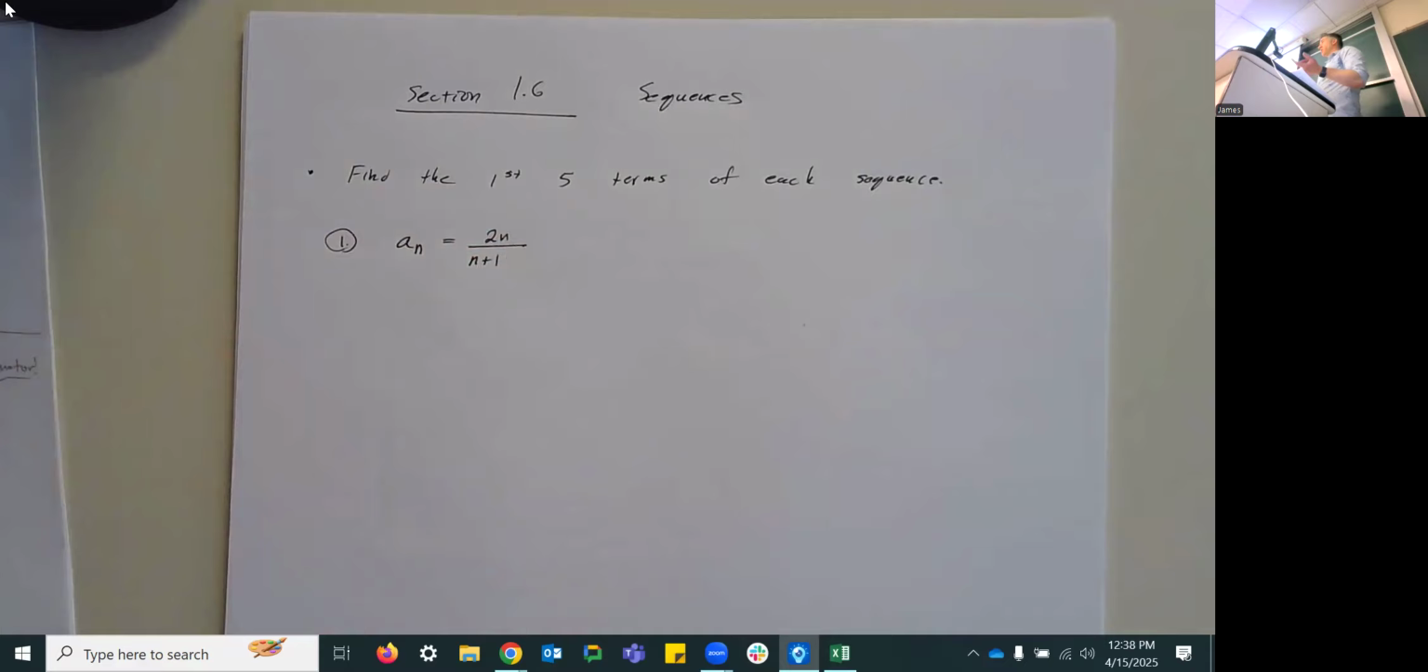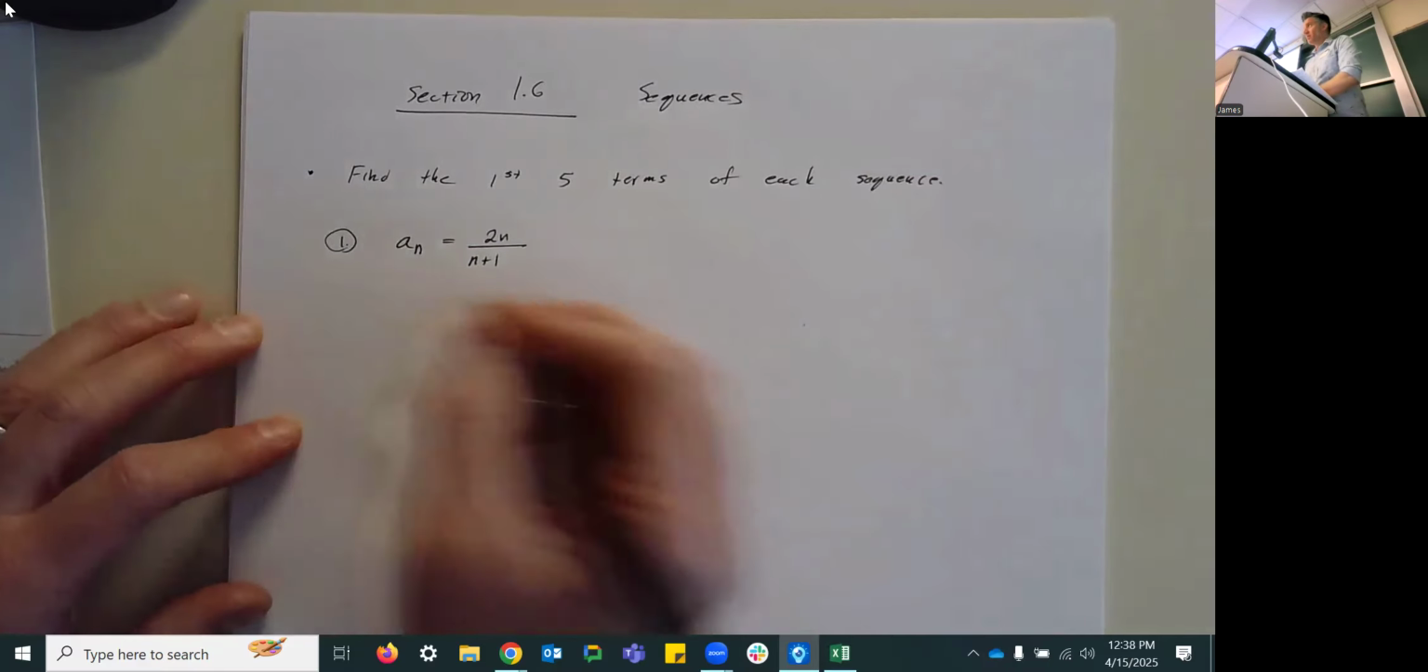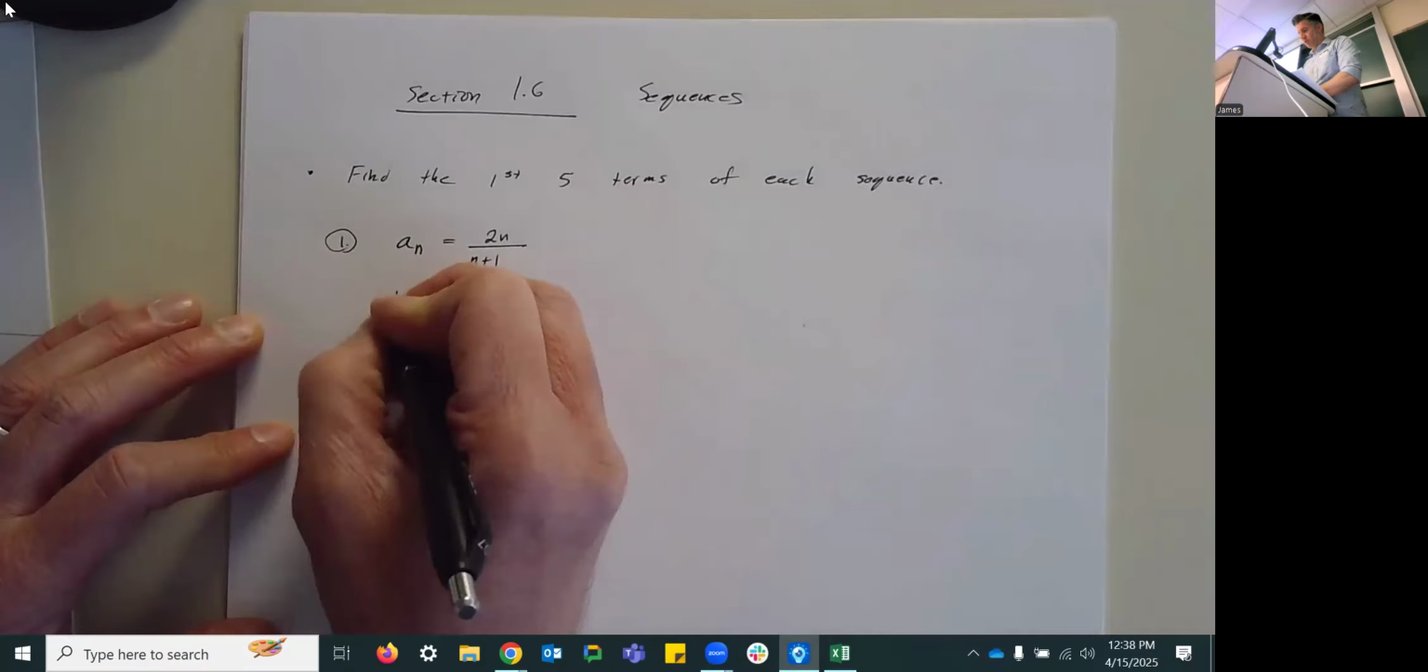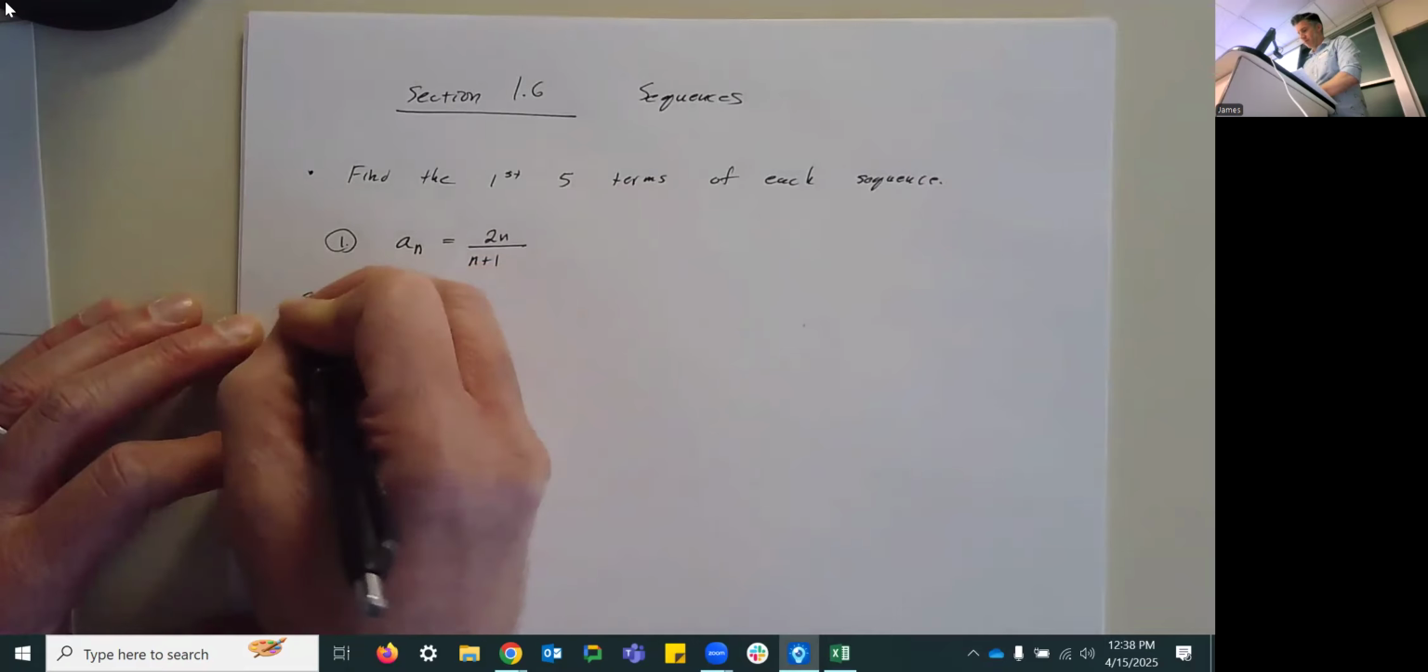So just like a function, if I said f of x is equal to 2x over x plus 1, you can say, great, I can plug in any x value and get out the corresponding output value. Here, we're restricted in what kind of things we input. Specifically, we're going to start with n equals 0 or n equals 1, whatever starting place they tell us. Usually n equals 1. So if someone doesn't tell you otherwise, I would say assume that you're starting at n equal to 1.